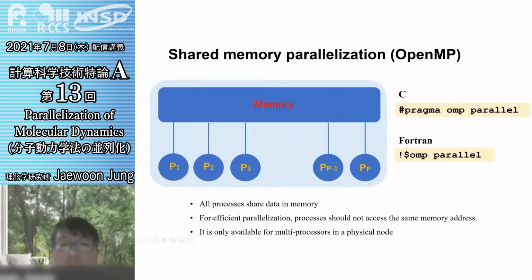And for efficient parallelization, one of the key points in shared memory parallelization is that processes should not access the same memory address. So if this processor accesses this point, we need to ensure that the other processor does not access the same memory. And in fact, this is only available for multiple processors in a physical node. So this way is not applied for multiple nodes, but just a single node.